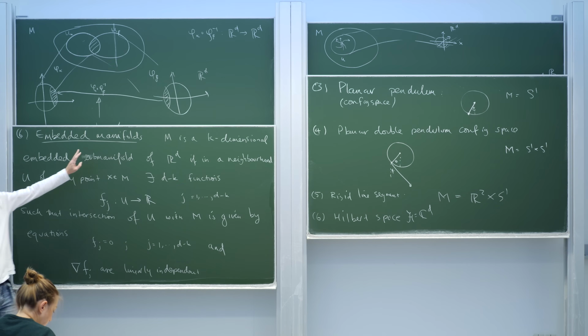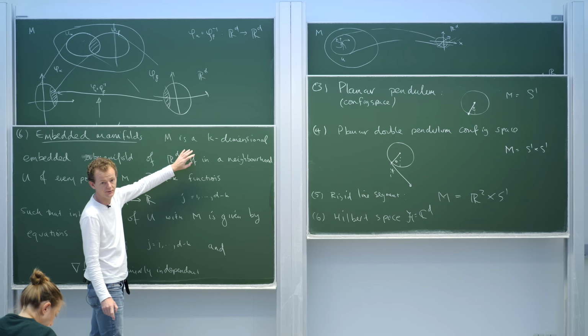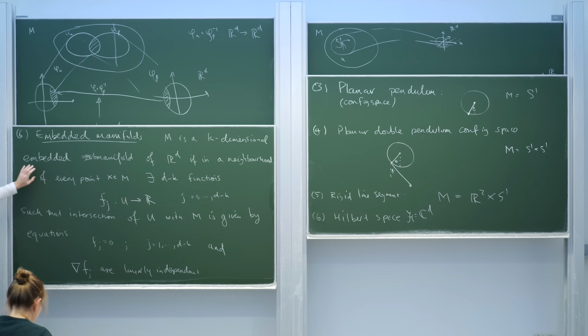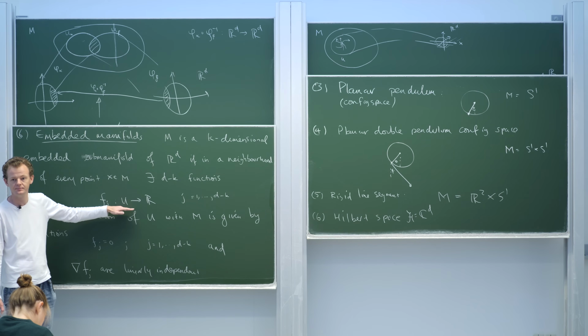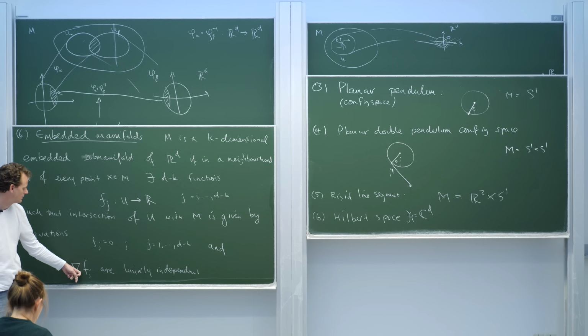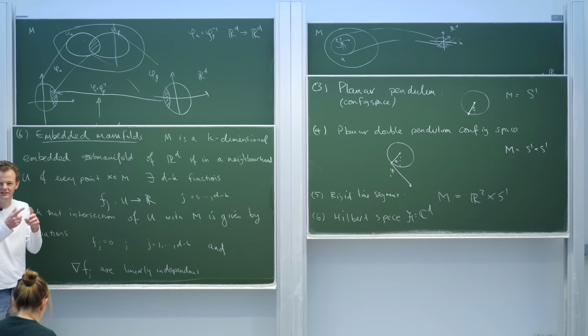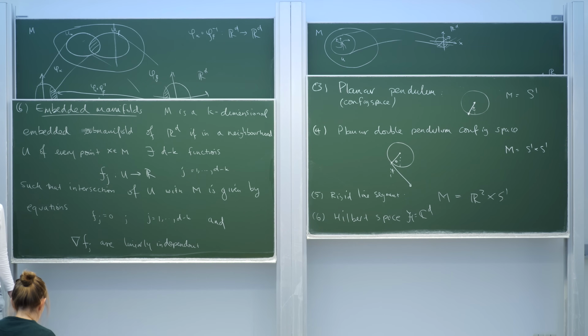What are they? M is a k-dimensional embedded submanifold of Euclidean space if, in a small region around every point in your manifold, there's a bunch of functions which vanish on your manifold. That's not enough. You also need that the gradients of these functions are linearly independent. That stops some nasty counterexamples coming in. You'll see that as well on your assignment sheet.